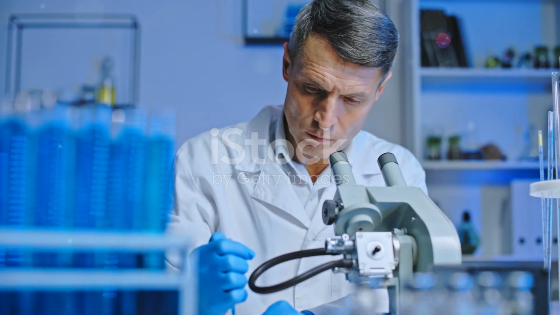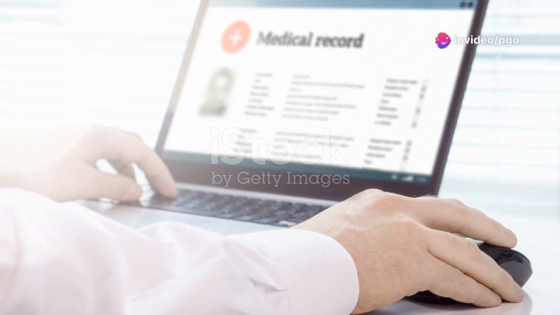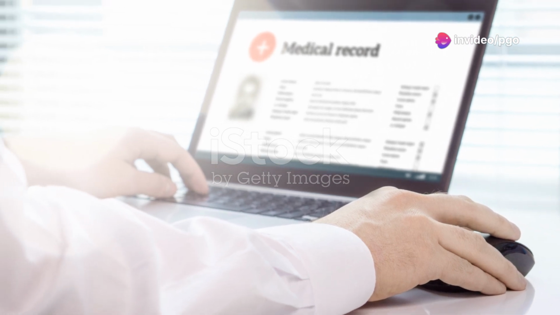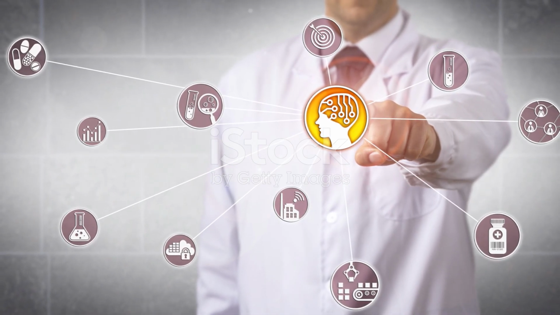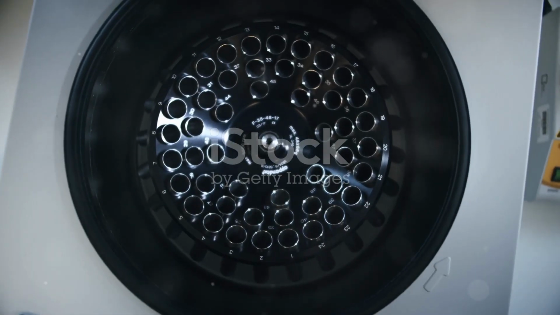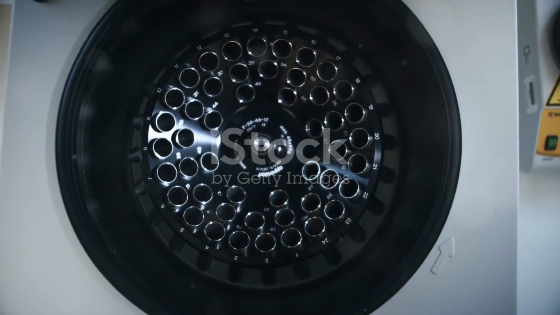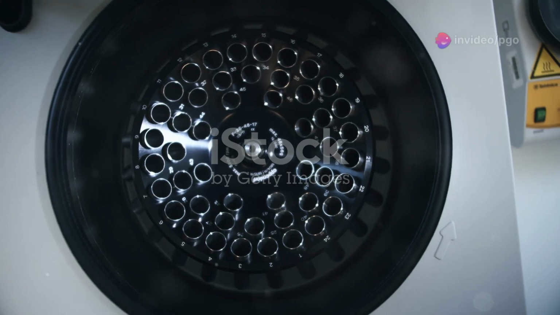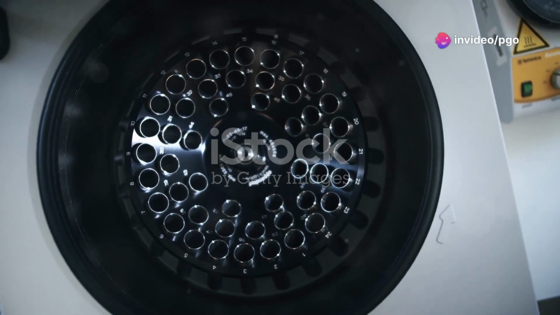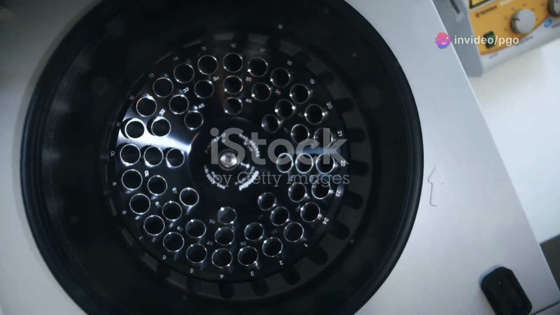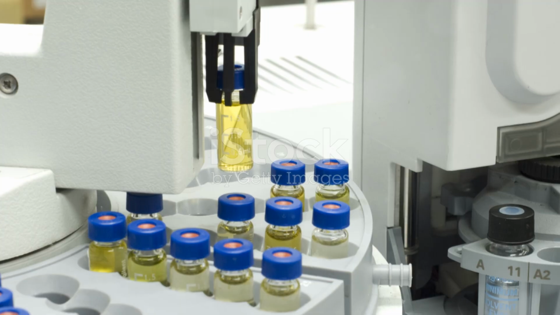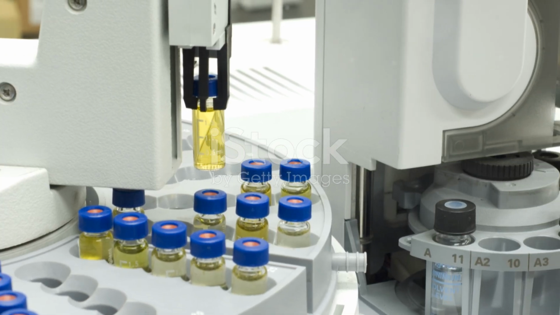The laboratory then enters the test request into its laboratory information system, a sophisticated software system that manages all aspects of laboratory operations, from order entry and specimen tracking to result reporting and quality control. The laboratory information system plays a critical role in ensuring the efficiency, accuracy, and reliability of the entire testing process.